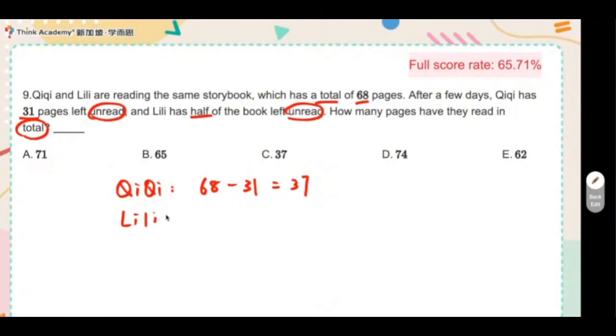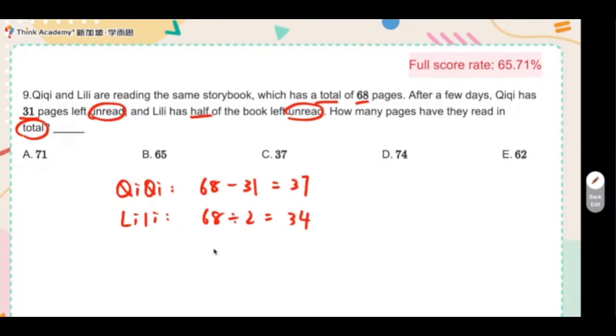And then, how about Lily? How can we find how many Lily read? Yeah, Lily has half of the book unread. That means she read how many? Half of the book, right? Then how can we find half? We should do division, right? That is 68 divided by 2. That will be 34.